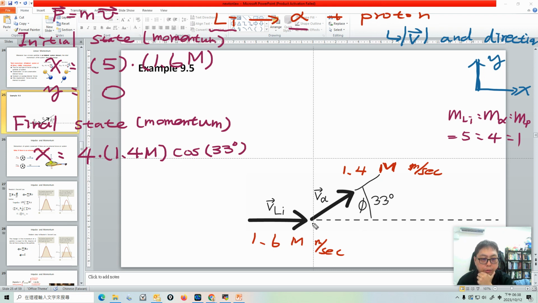It splits into a proton. I believe the motion of the proton should be like this. This is V proton, and the angle here I call theta. The proton goes this way, and it also has an x component. Because I don't know the velocity of the proton, I just assume it's Vp. So its x component is Vp times cosine theta. I don't know theta, so I just leave it there. So that's the x component of momentum in the final state. And what about the y component?